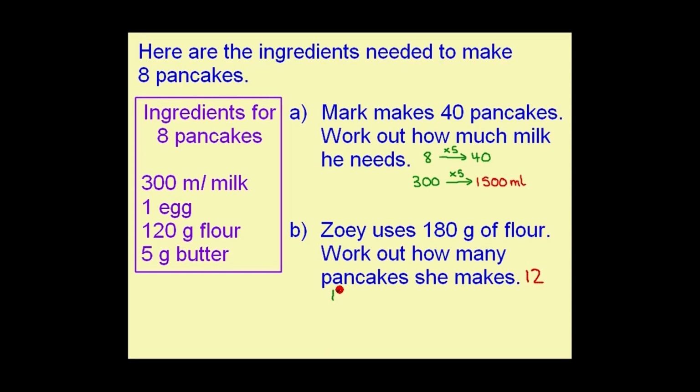120 grams of flour makes 8 pancakes. 60 grams is half of this, so that will make half of 8, which is 4 pancakes. Zoe uses 180 grams of flour, which is these two amounts added together. So she must make these two amounts of pancakes added together, which is 12.